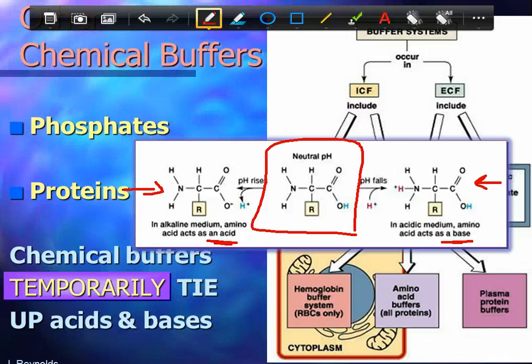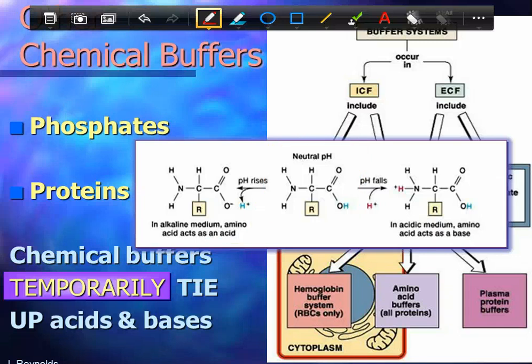Protein buffers are the most important inside cells. Buffering changes of pH inside cells. Good example, hemoglobin is the major protein buffer in a red blood cell. We covered that before when we were talking about gas transport. Okay.